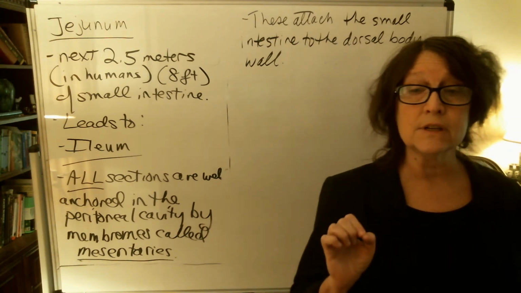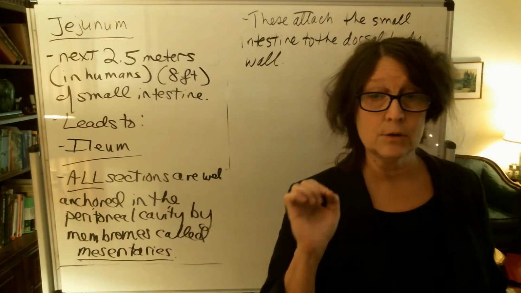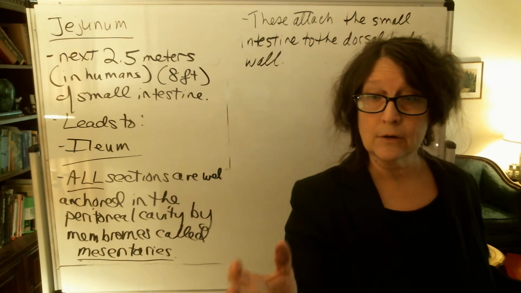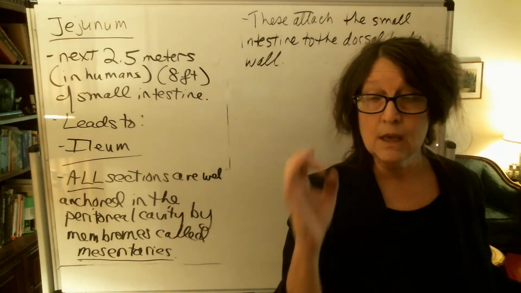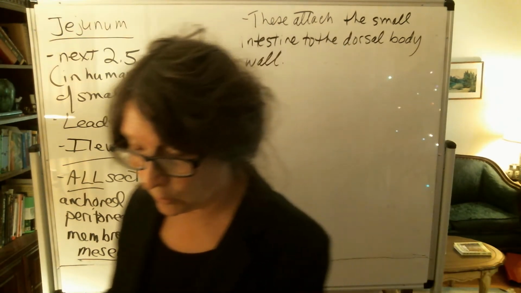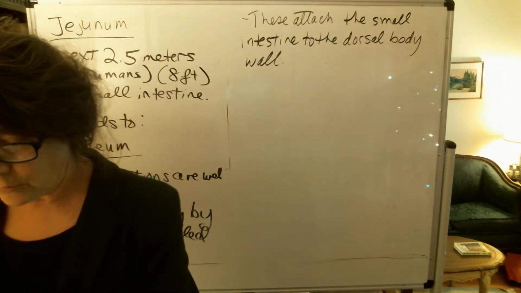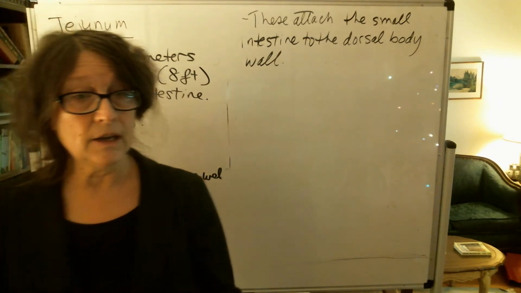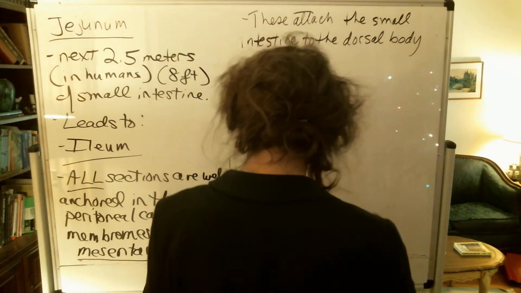The mesenteries also contain blood vessels. Those are the blood vessels then that go to the absorptive areas of your small intestine. So those mesenteric blood vessels are incredibly important. So that then is the external anatomy of your small intestine.